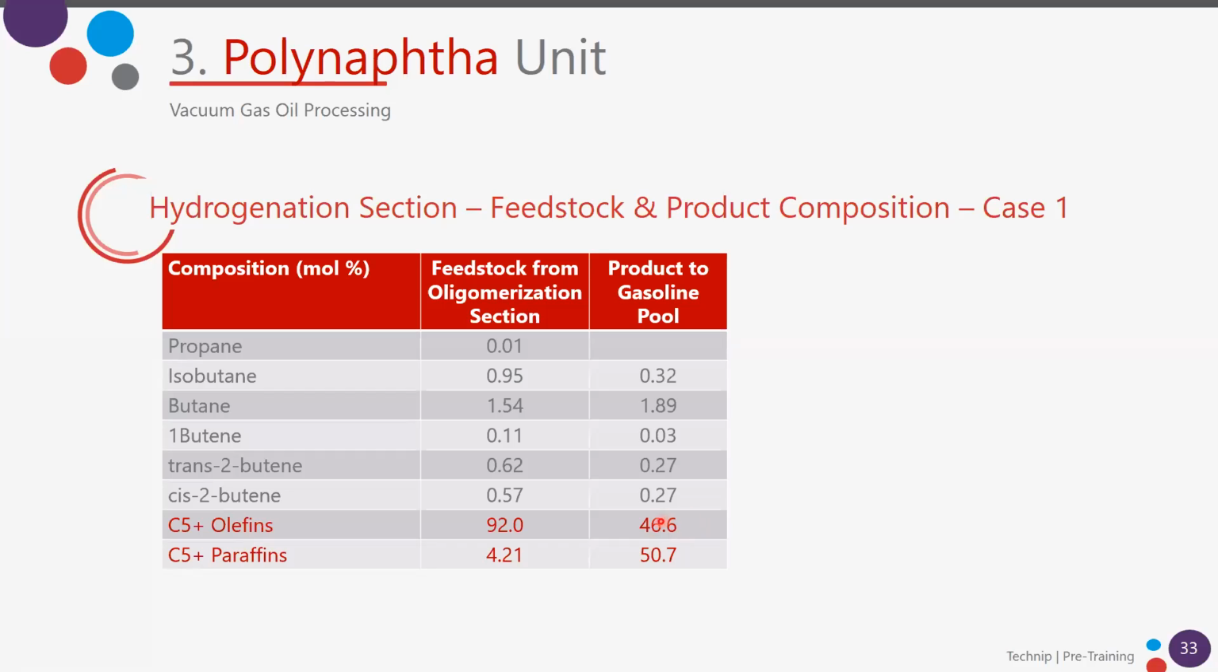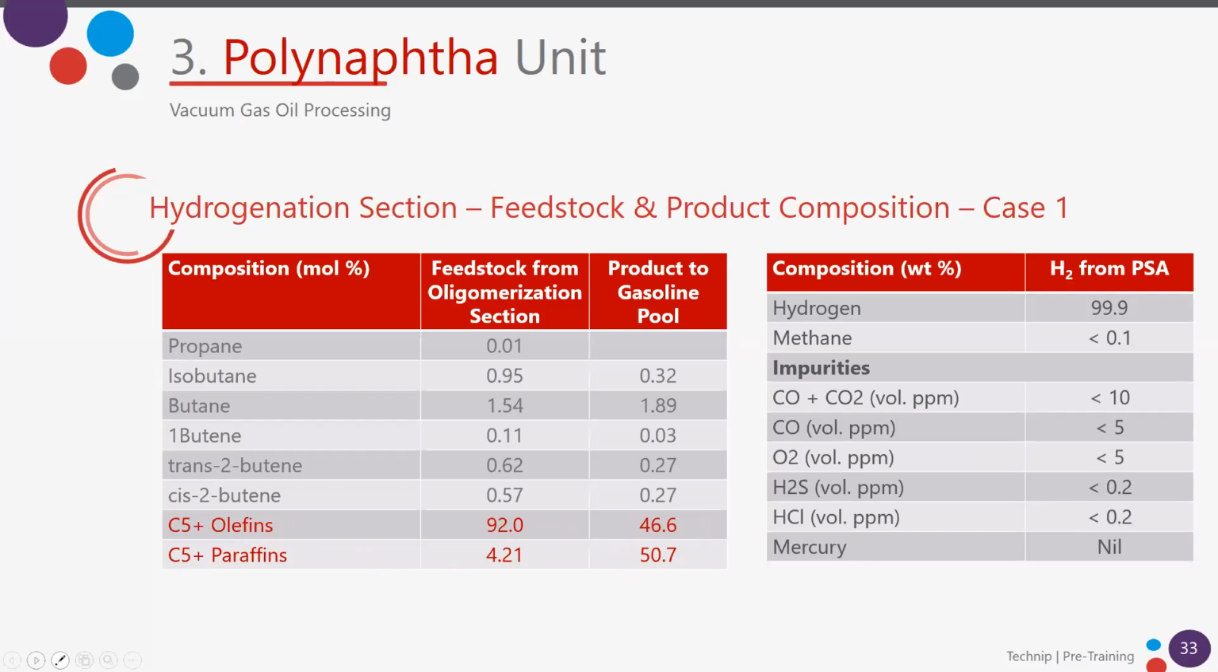So this is, and of course, we have converted to paraffins the olefins that we will hydrogenate. We will convert them to paraffins in the C5 plus stream. Then, of course, as you can see in the name of the section, it is a hydrogenation section, and we will need hydrogen to perform these reactions.